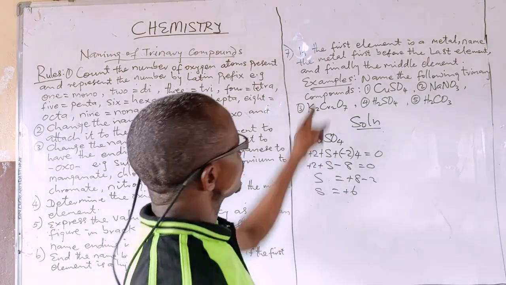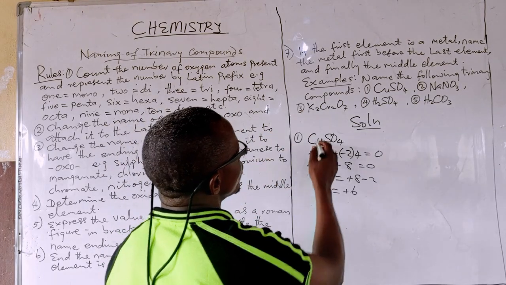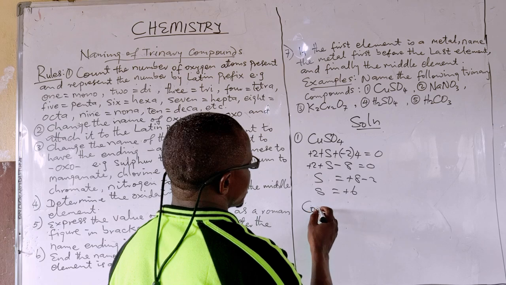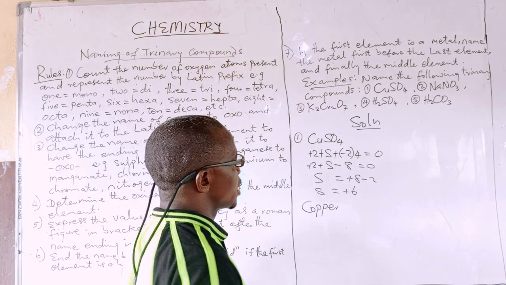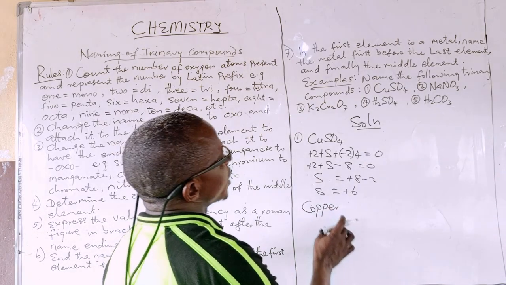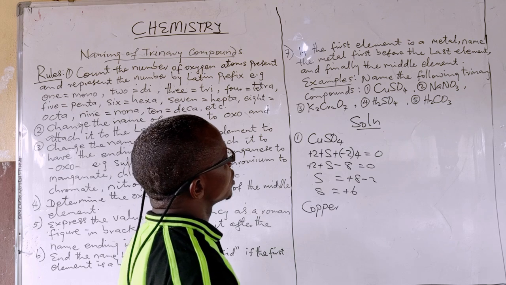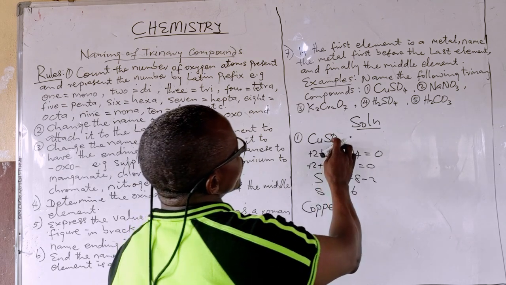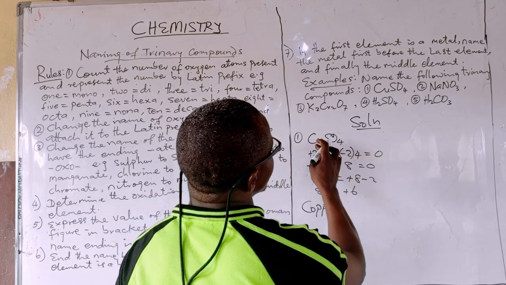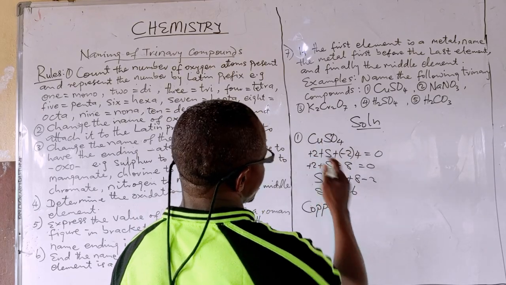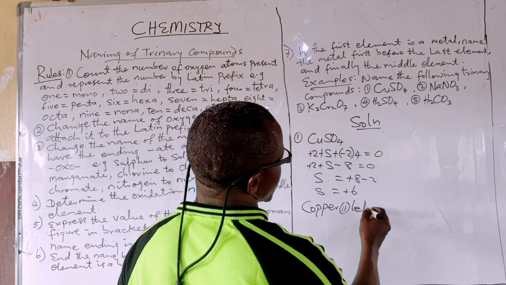Now the name. They said if it is a metal, start with it first. So the name will be copper. Mention the full name of the first element there because it's a metal. Copper. Then after that, jump to the last element, which is oxygen. How many atoms of oxygen are there? 4. And 4 I said is tetra. So for copper here, you have to mention the valency. Copper 2. Then tetra.